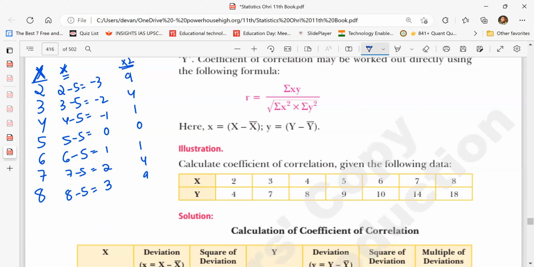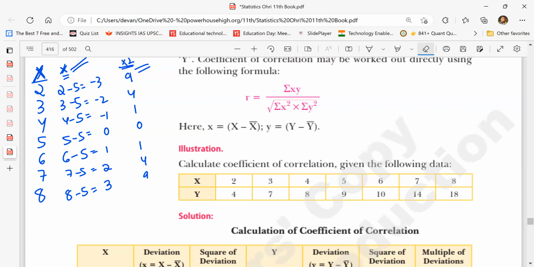Is it okay up to here? Sir, is it okay up to here? Yes, sir. So did you calculate the x column? This column, small x? Yes, sir. Did you do x square? You have to do x square.